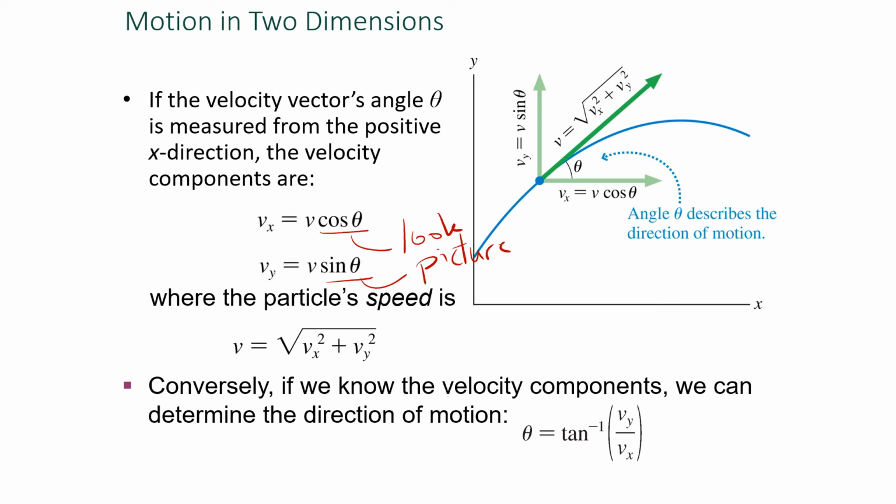we will have a cosine component for x, and our y component will be sine. In order to figure out a particle's speed at a moment, you need to use the Pythagorean theorem to figure out the magnitude of that velocity. And once again, you can also figure out the angle by taking the ratio of the y and the x components and taking the inverse tan.